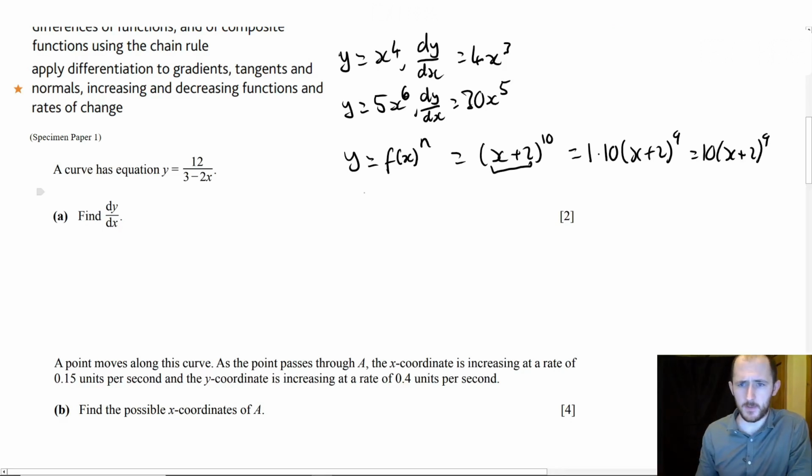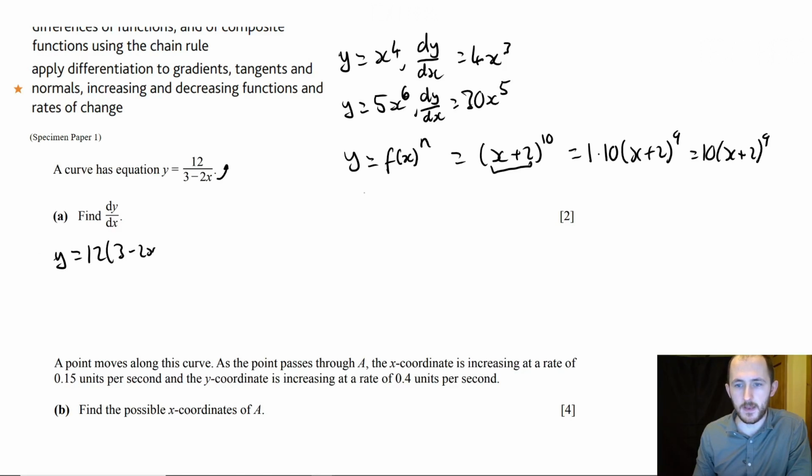So why does that apply to this question? Well, if we have a look, we have a fraction. Now, you can't really differentiate fractions. What we're going to do is, using indices, bring this upwards. So we have y equals 12 times (3 minus 2x) to the power of minus 1. And now when we differentiate, here's what's going to happen. The 12 is going to stay exactly where it is. The next thing we do is differentiate the inside.